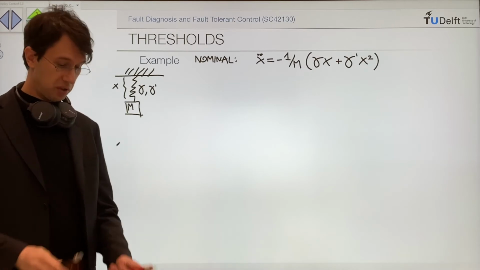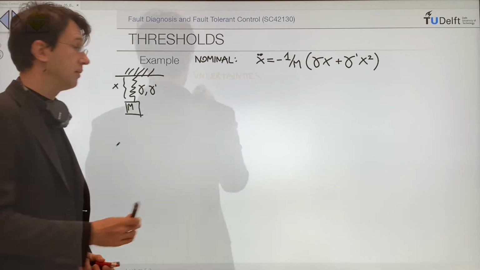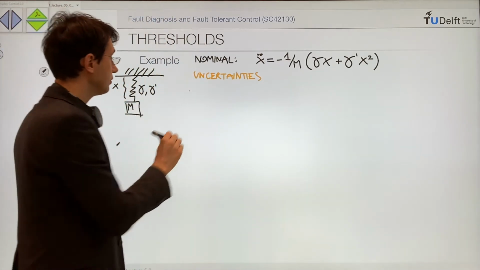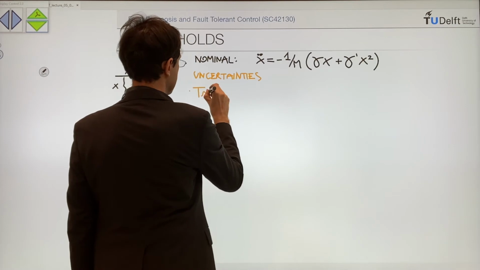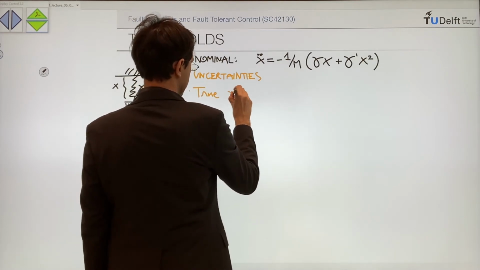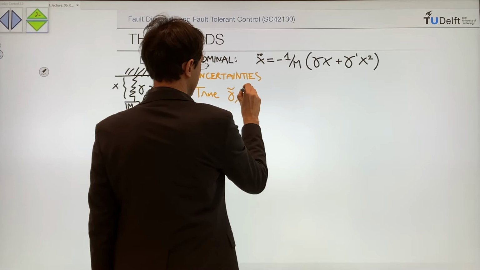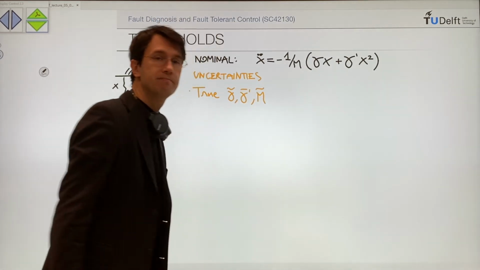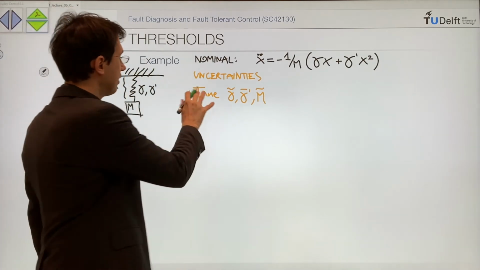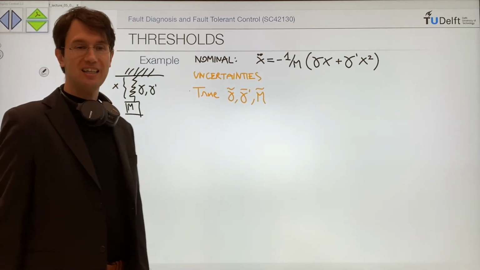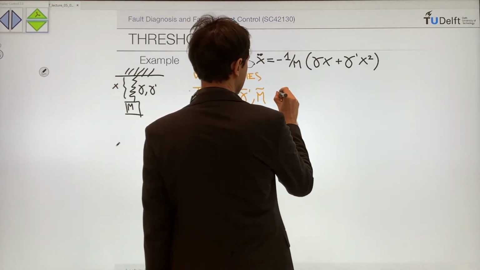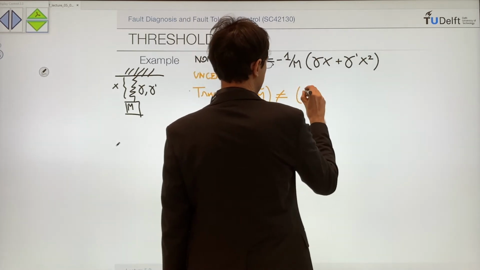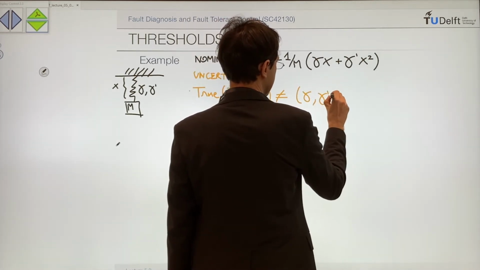So what are these sources of uncertainty? Well, first one, the true parameters. So the true gamma, gamma prime, and m. We use the tilde now to define the true ones, are different in general than the nominal. So we have parametric uncertainty.